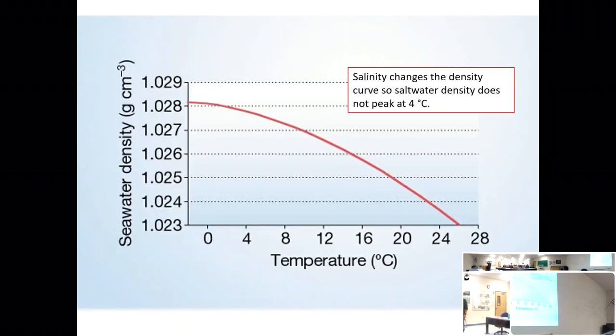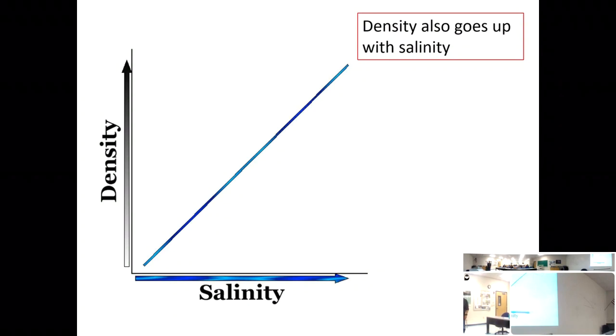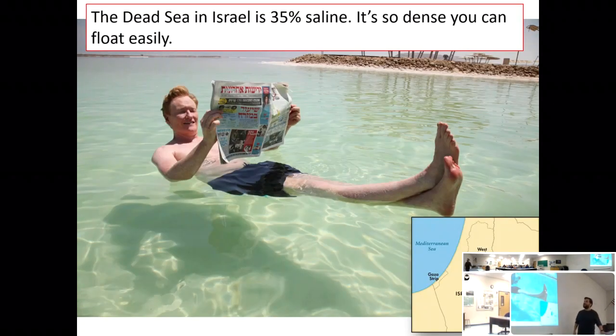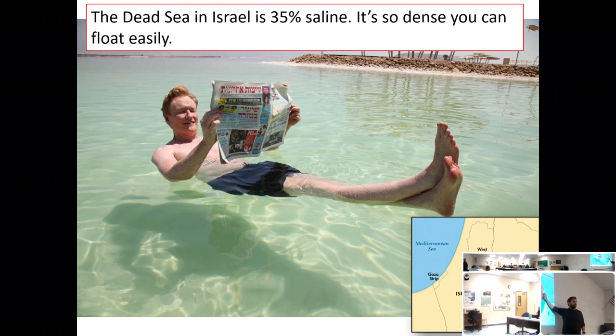But anyway, salinity changes the density, and so does temperature. Salinity makes the density go up, and that's why if you ever go to the Dead Sea, which is in the Holy Lands, Israel, Jordan area, it's very, very dense water because it's absolutely saturated with salt. So you can actually do this.